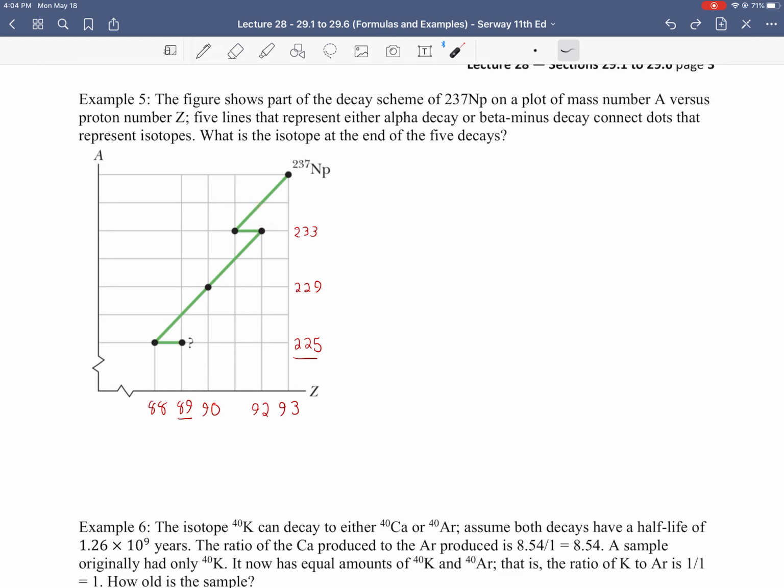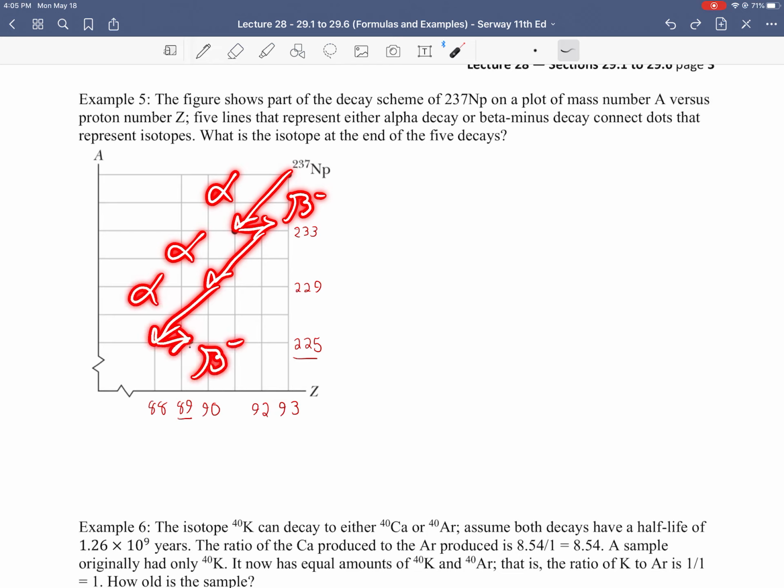Why do we know it's beta minus? Because when the nucleus gives up an electron, it turns a neutron into a proton. That actually keeps the atomic mass the same, hence horizontal on our atomic mass versus atomic number graph, but increases Z by 1 because now we have an extra proton. That's exactly what we see. So now we've got alpha, beta minus, another alpha. Let me just put these in here. Beta minus, another alpha, and then we know this one also must be a beta minus.